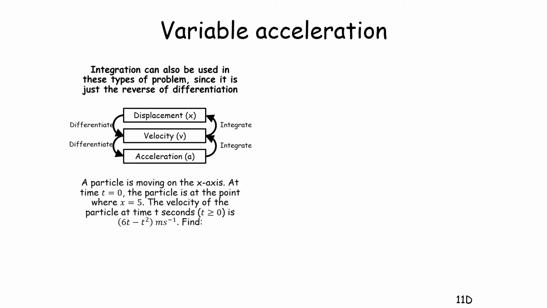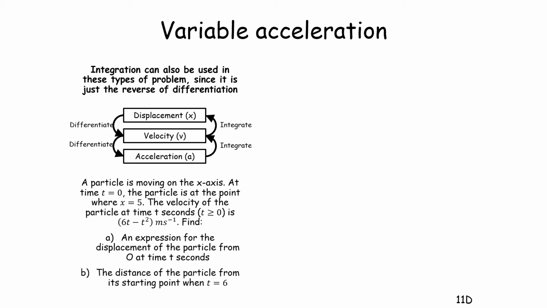So let's have a look at this one. A particle is moving on the x-axis. At time t equals 0, the particle is at the point where x equals 5. The velocity of the particle at time t seconds, where t is greater than or equal to 0, is 6t minus t squared meters per second. We want to find an expression for the displacement of the particle from O at time t seconds, and the distance of the particle from its starting point where t is equal to 6.